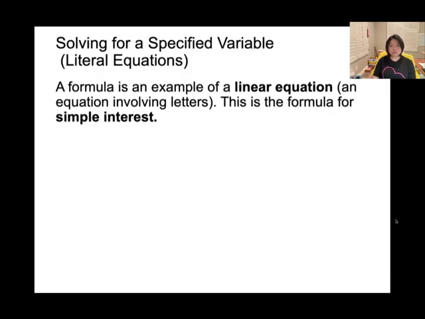Solving for a specific variable. A formula is an example of a linear equation, and this is the formula for simple interest. Remember the simple interest formula? For example, you deposit $500 in the bank. The $500, we call that the principal. And then let's say we get it back after 1 year. So after 1 year, the bank is going to give you back the $500 and also the interest.